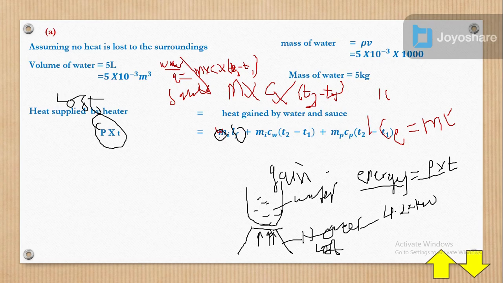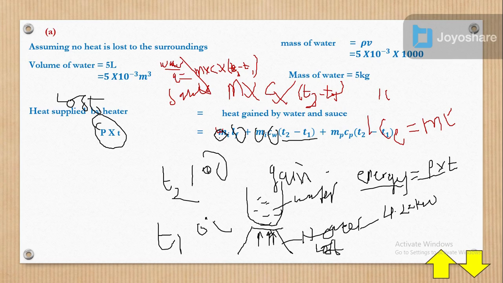Now this W is for water. Mass of ice, because the ice gives us the water, times specific heat capacity of water times the temperature difference. Why temperature difference? Because before heating it was at 0 degrees. After heating the water was boiling, therefore it was at 100. This one we call T1, and this one we call T2. The difference in temperature is this minus this, that's what gives us T2 minus T1.